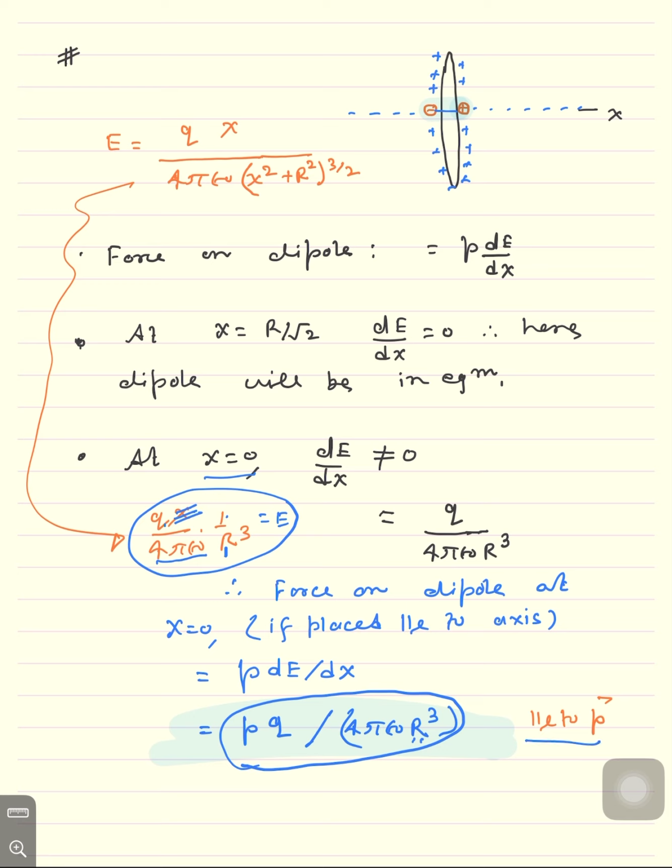And individually if we see here, the field is like this, so this positive pole will feel a force towards the right, and in the left of center the negative charge is there. The field is in the left direction, but the force will be in the right direction, so both forces will be added, right? So we will get a net finite force parallel to the p vector, right? This is also a very interesting problem, and this may be asked in the advanced exam.